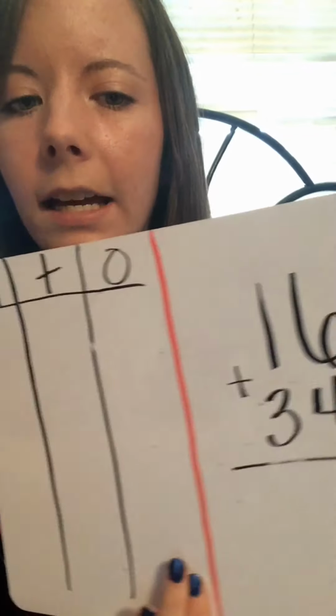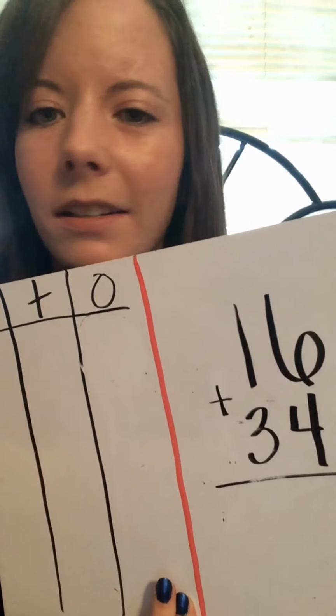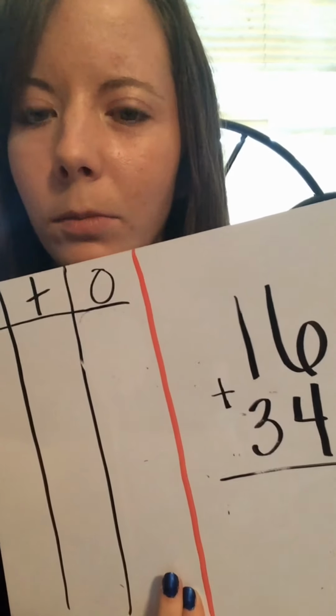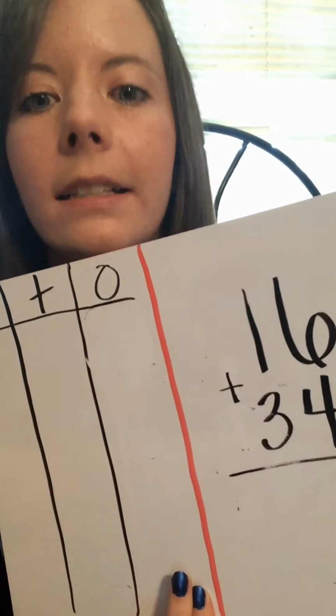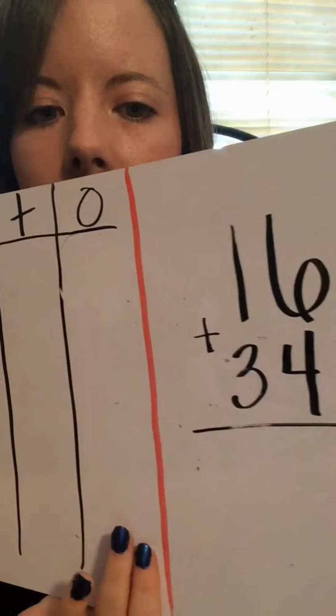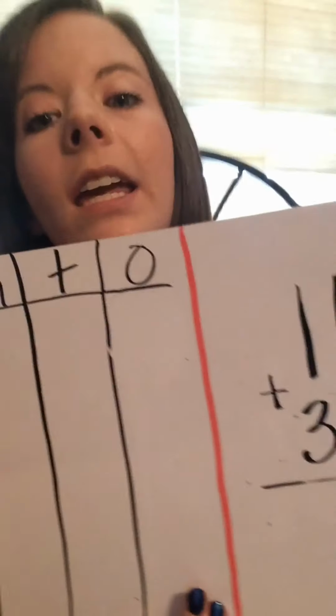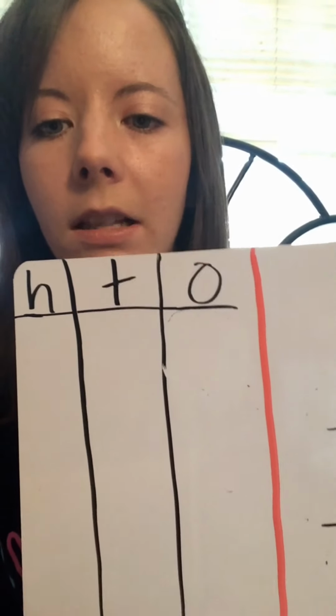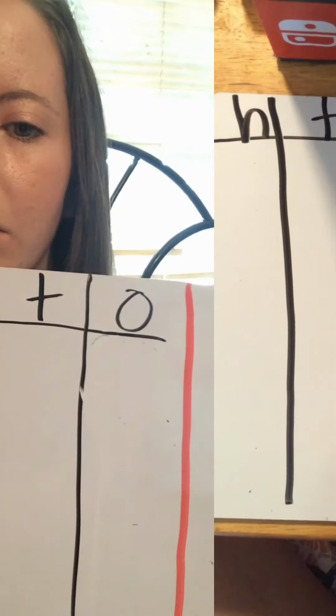We are going to work on our HTO chart some more, and 2 and 3 digit addition. But if you look right here, my whole board is backwards. You can't see it the right way if I'm doing it this way, so I'm going to flip the camera around so that you can follow along.